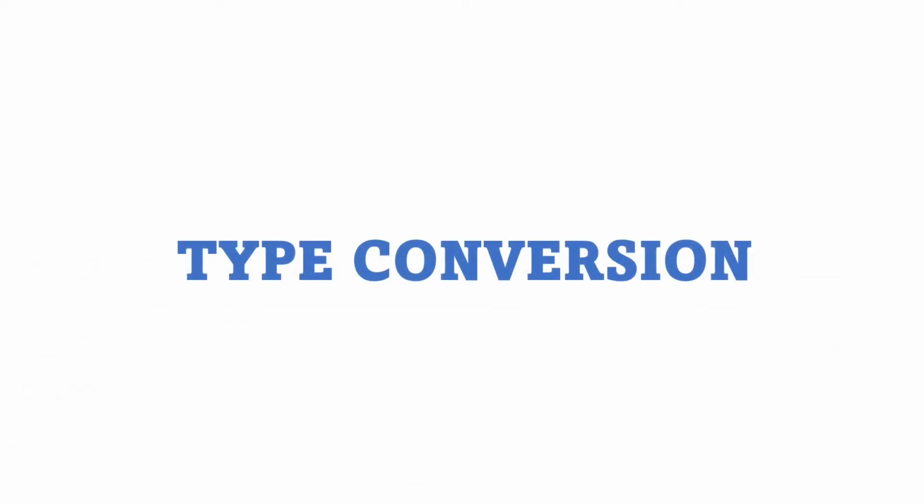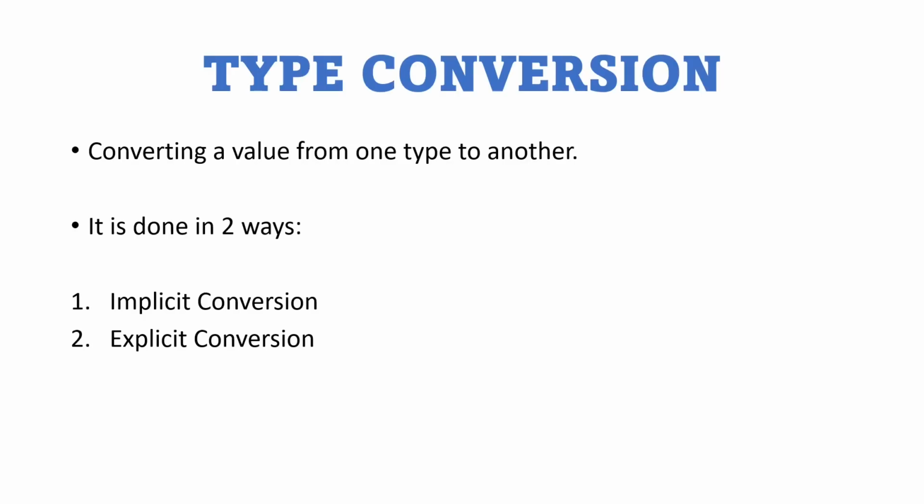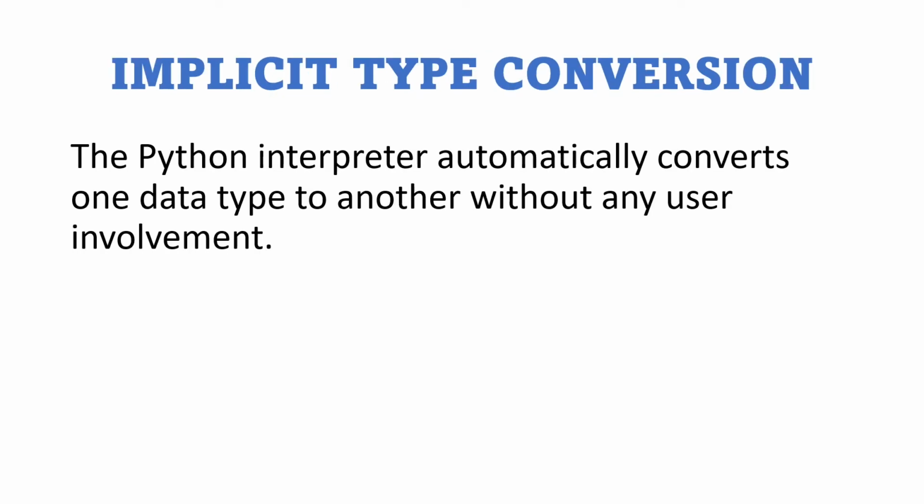Next we'll see about type conversion. Type conversion is nothing but converting a value from one type to another. It is done in two ways: implicit conversion and explicit conversion. First, we will be seeing about implicit type conversion. The Python interpreter automatically converts one data type to another without any user involvement in the case of implicit type conversion. Let us see an example for this.